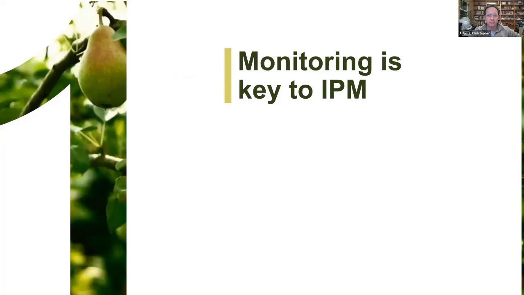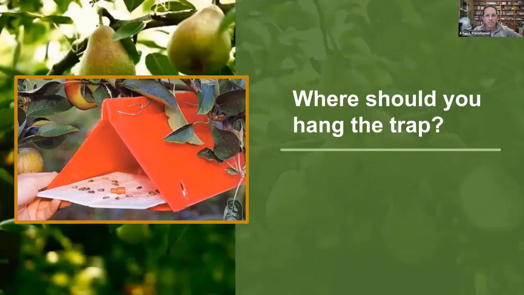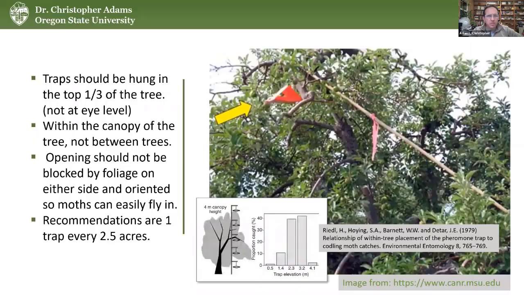So before we get started on the why, let's talk about how, beginning with where to hang the trap. Traps should be hung in the top third of the trees, not at eye level, within the canopy of the tree, not in between trees. The opening should not be blocked by foliage on either side and oriented so moths can easily fly into it. The recommendations are one trap every 2.5 acres. This diagram shows a paper from Helmut Riedel in 1979 demonstrating the difference in catch by trap height.